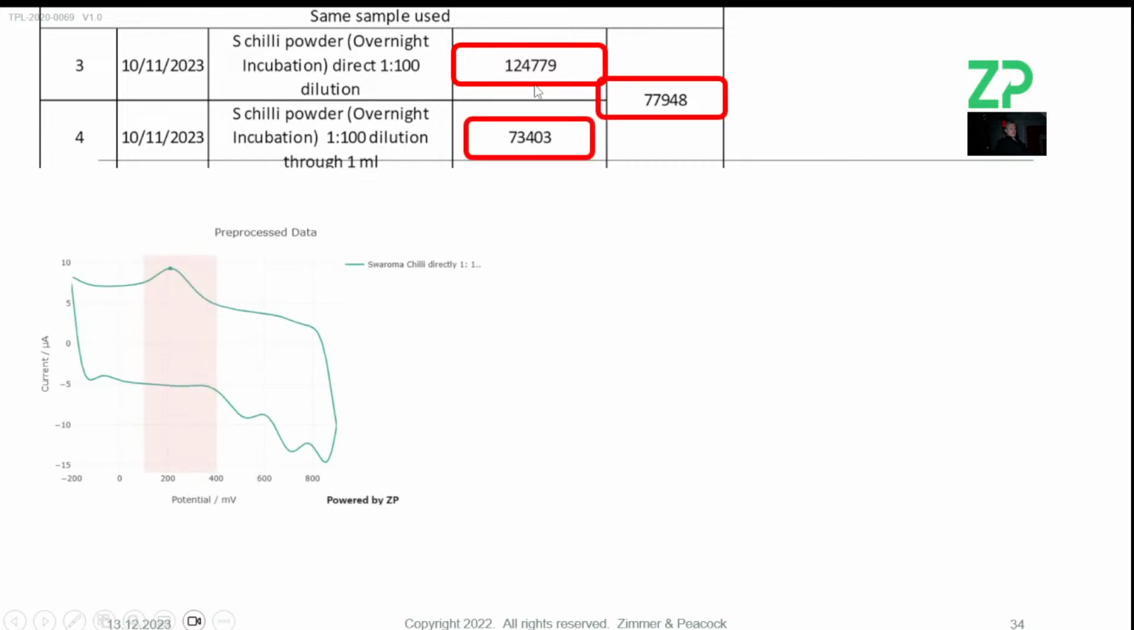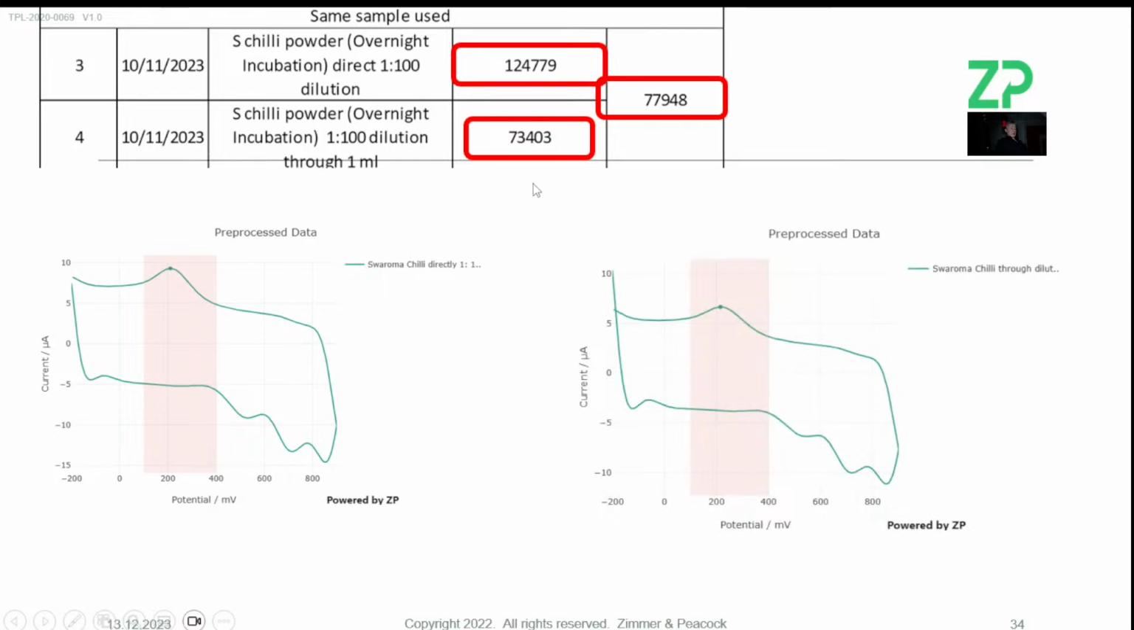When I look at that 124,000 Scoville Heat Unit signal, I can see it's high. And when I look at the 73,000, I can see that this is getting close to 10 here, and this is actually closer to 5. So I can definitely see the raw signal is telling me that it's capsaicin, and the peak intensities are telling me how much there is. There is more here than there is here. There's simply no doubt about it.